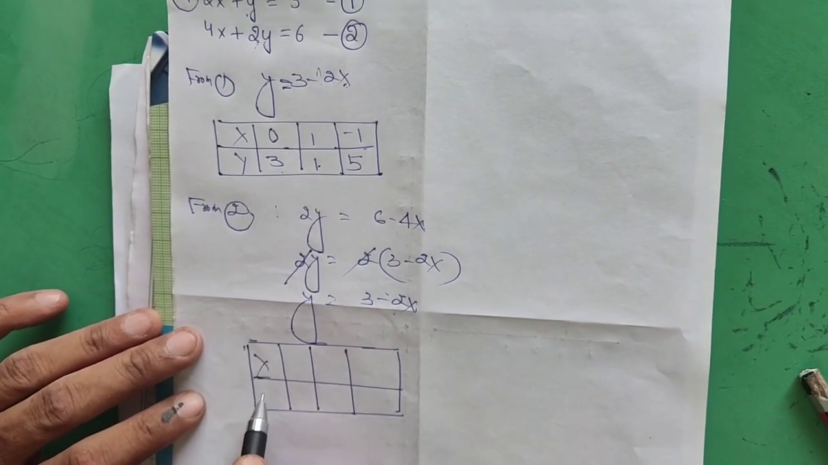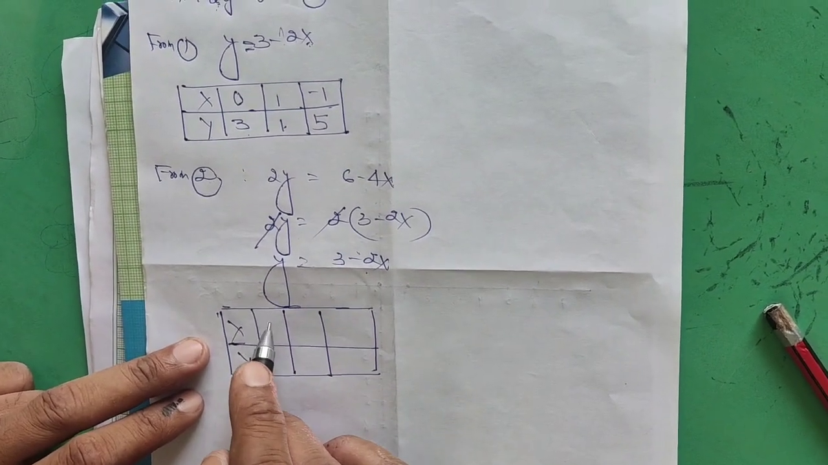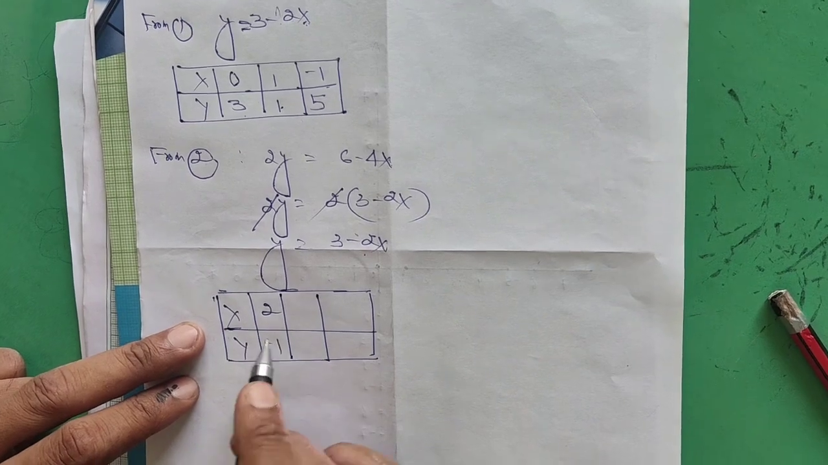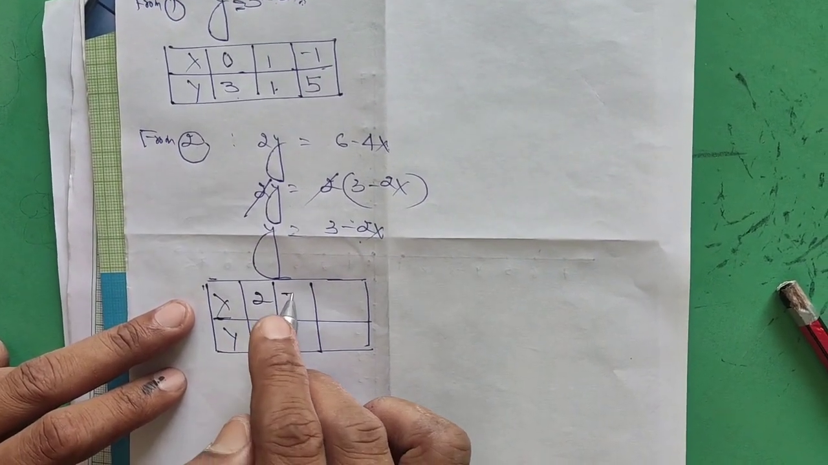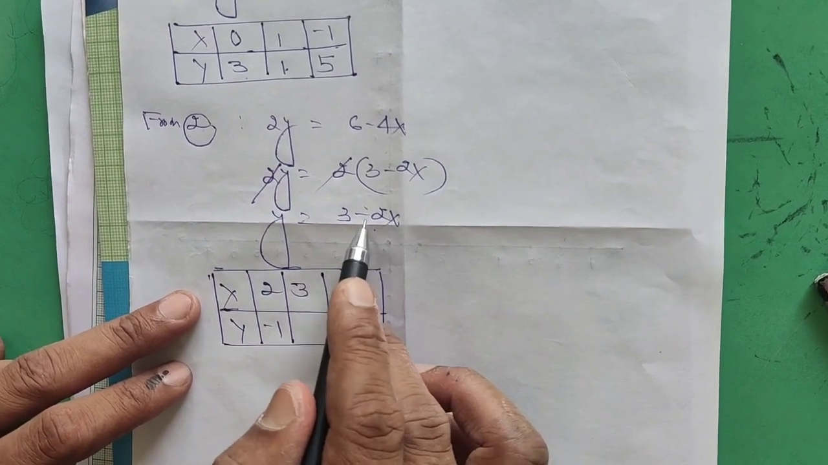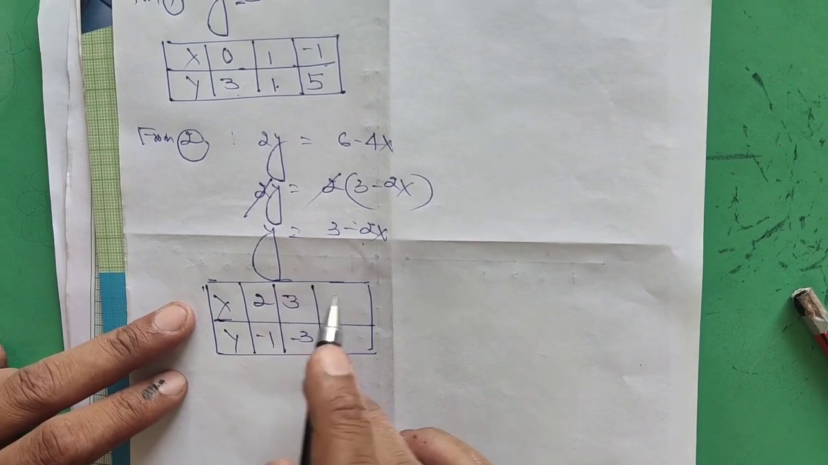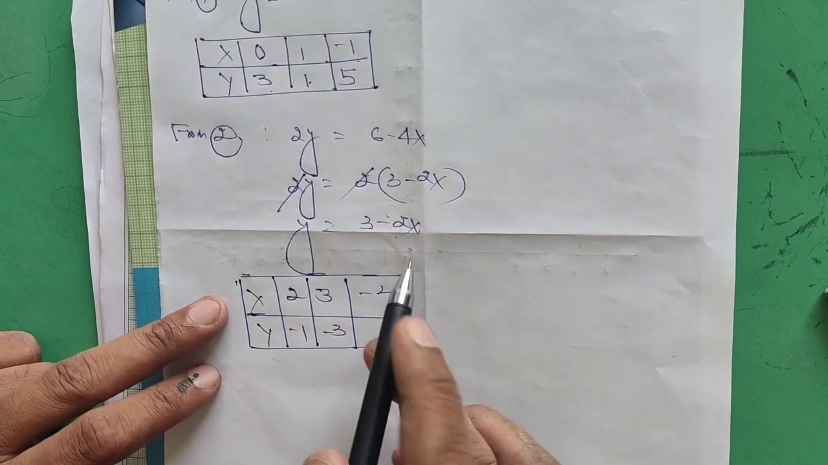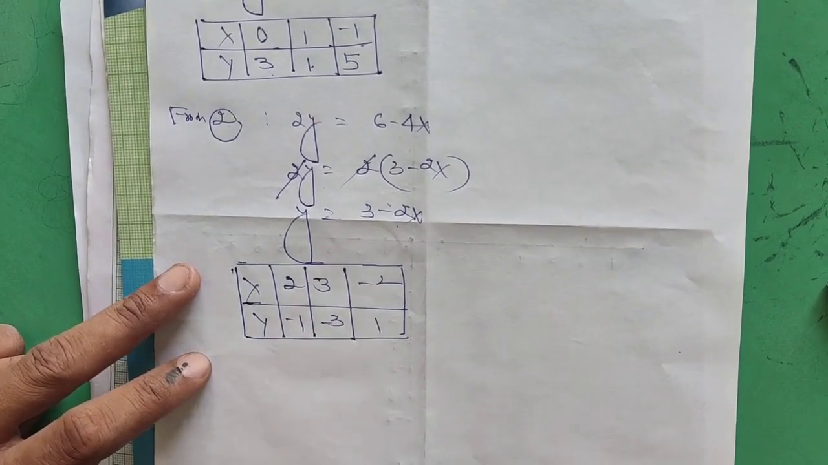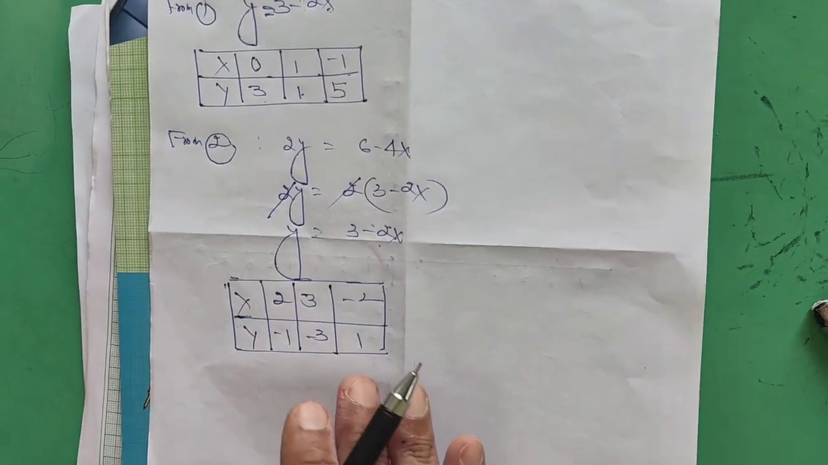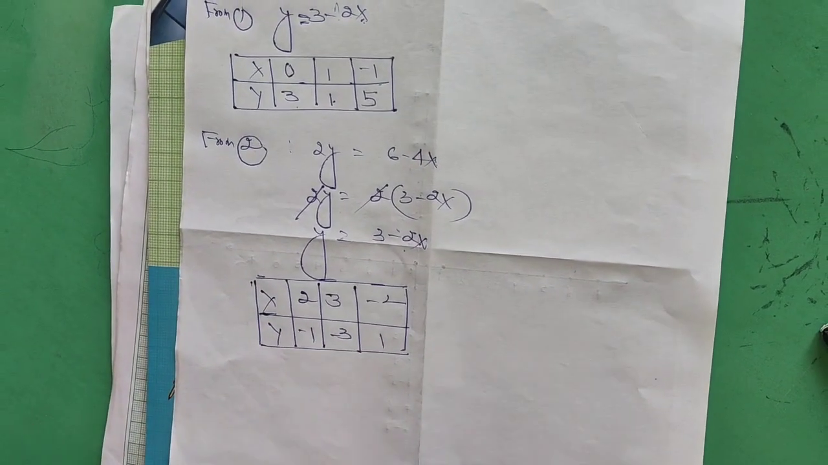This is x and this is y. Now we take x equal to 2. When we take x equal to 2, then y equal to minus 1. Next, put x equal to 3. When we put x equal to 3, then y equal to minus 3, because 3 minus 6 is minus 3. Next value, put x equal to minus 2. When we put minus 2, then this is plus 4 and y is plus 1. So this is the table of values of x and y of the second line.